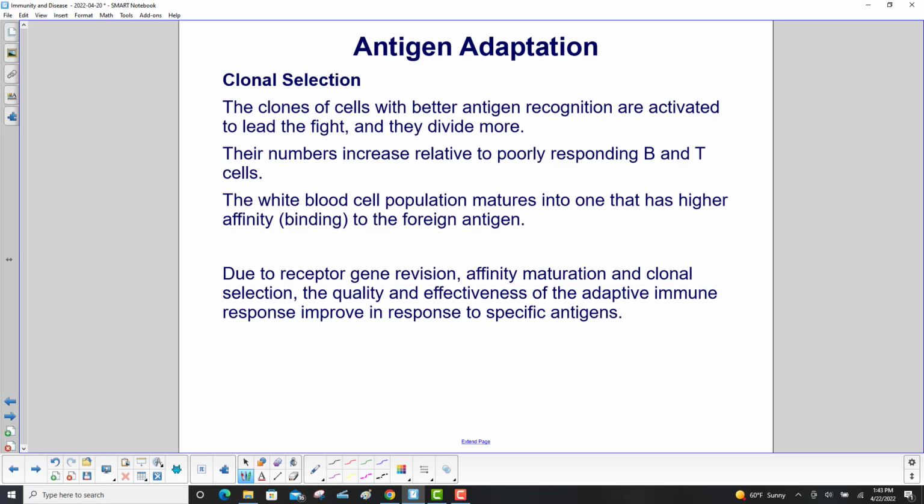Third and final step, clonal selection. The clones of cells with better antigen recognition are activated to lead the fight, and then they divide some more. Their numbers increase relative to poorly responding B and T cells. The white blood cell population matures into one that has higher affinity or binding to the foreign antigen. So, due to receptor gene revision, that was step 1, affinity maturation, step 2, and clonal selection, the quality and effectiveness of the adaptive immune response improve in response to specific antigens.